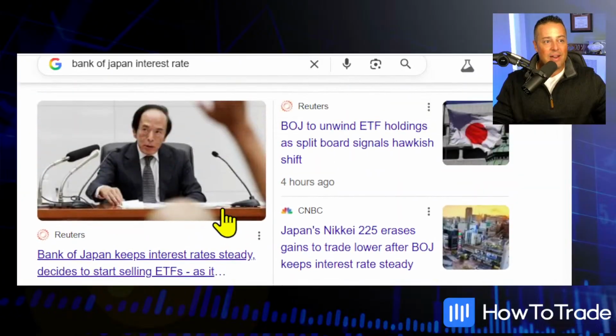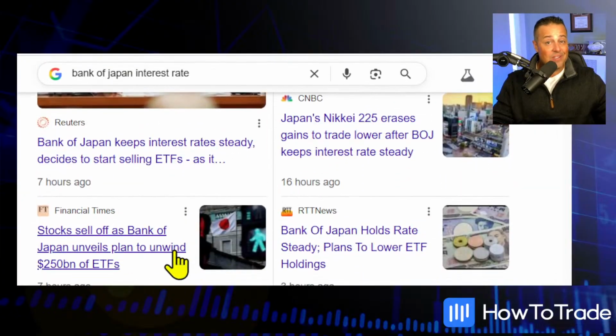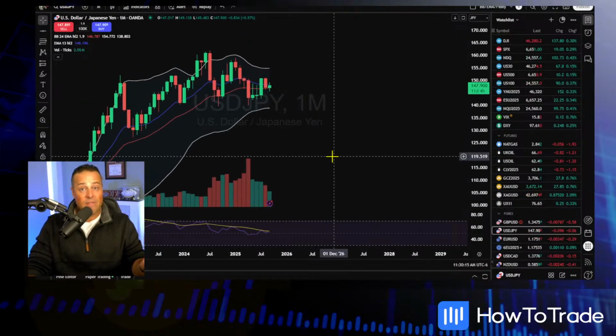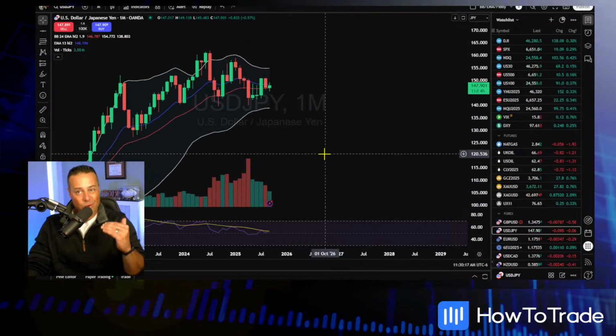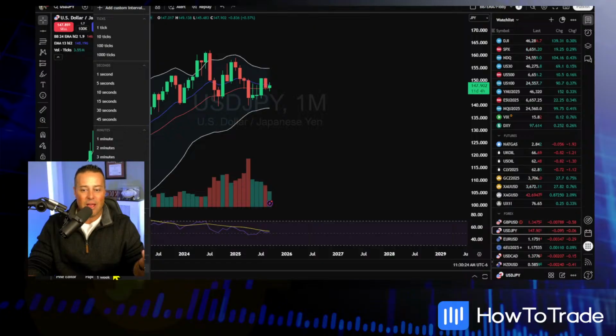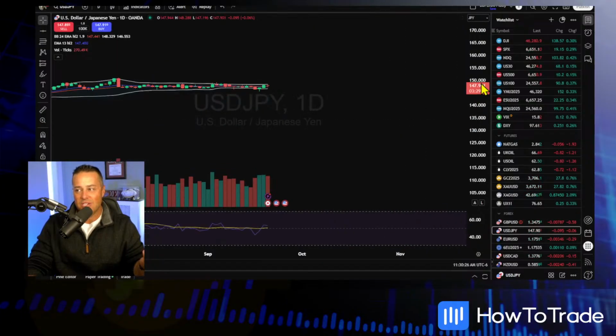So the idea here is that when you sell all these ETFs, you're taking yen out of the system. So instead of just cutting interest rates or whatever and trying to inject capital in, it was a relatively hawkish meeting from the Bank of Japan. So what happened today for the dollar yen? Not a whole lot. The yen's been very, very stagnant, I would say.